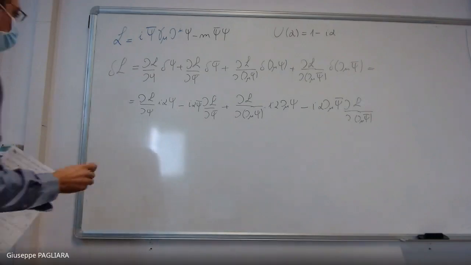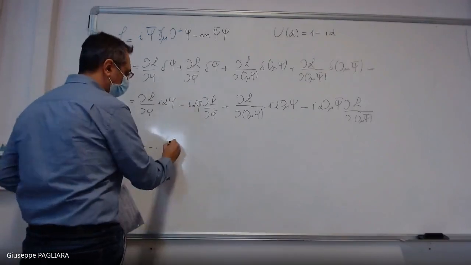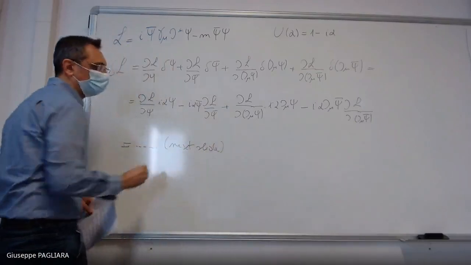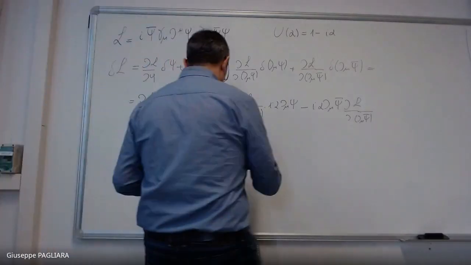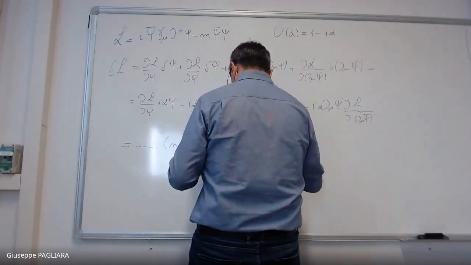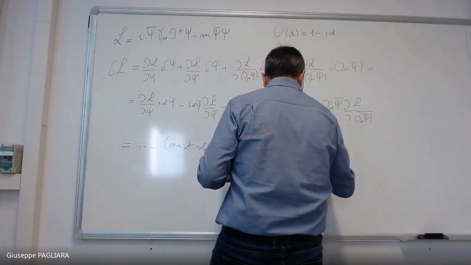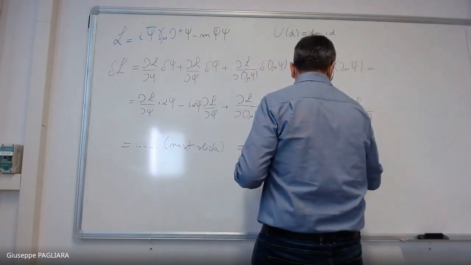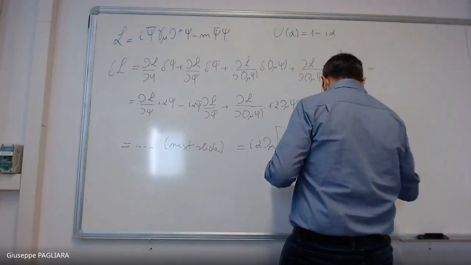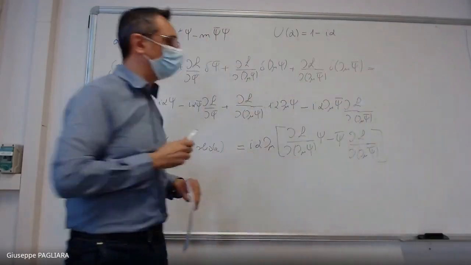Now we need some very boring algebra, which I will not do on the blackboard, but you find it in the next slide. So let me go to the result of this: I alpha the mu of dL over d the mu psi times psi minus psi bar dL over d the mu psi bar. So we arrive at this point.